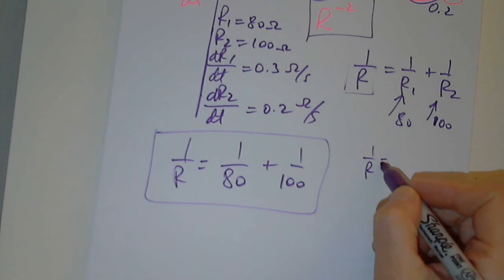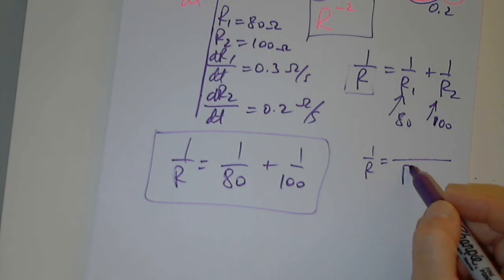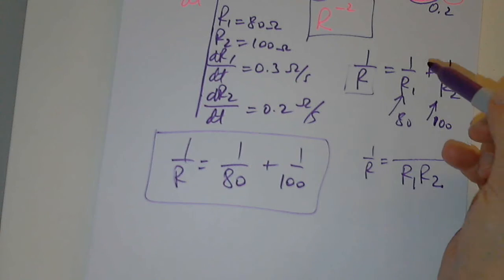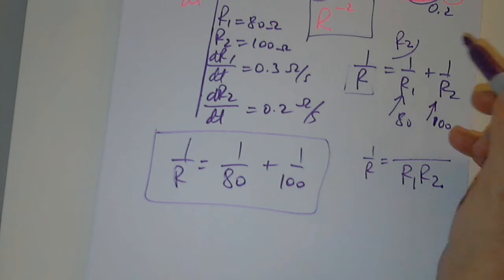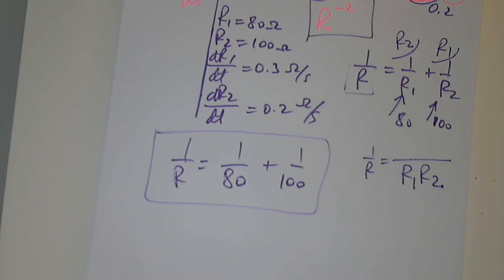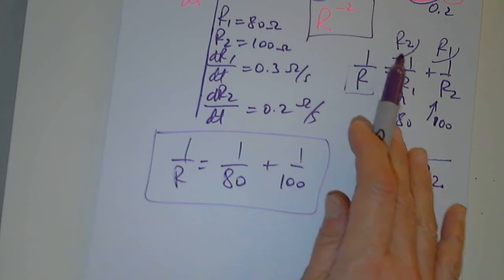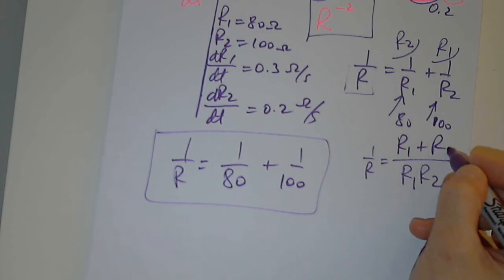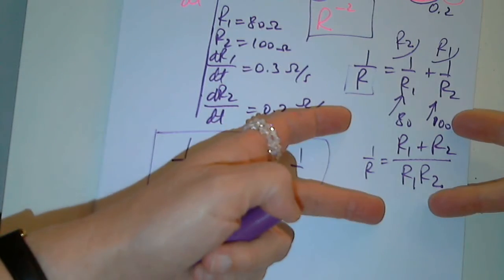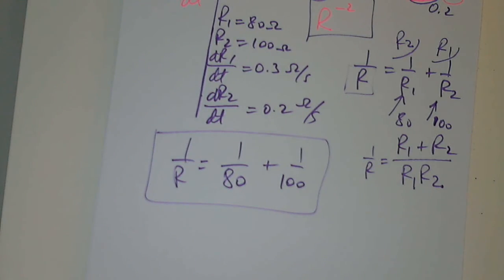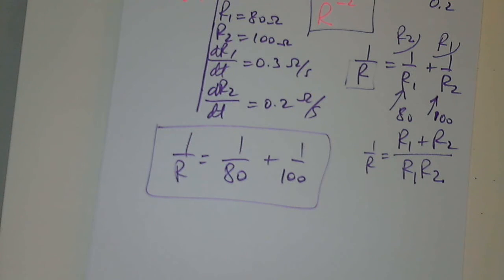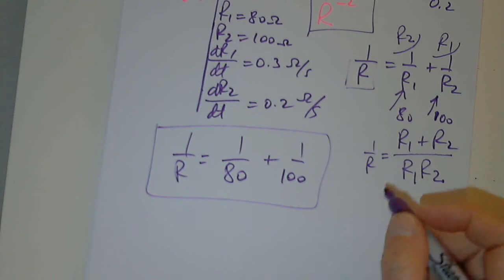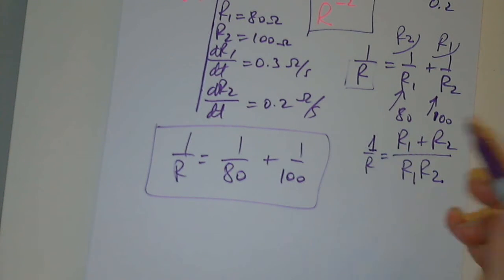So it's 1 over R. The least common denominator is R1 times R2. This needs to be multiplied by R2, and this needs to be multiplied by R1. So the top is R2 plus R1, but I'm going to write it in order. And all you have to do is just flip both. You can do that in a proportion. It's a tiny little trick. You flip this only because the numerator is 1. Otherwise, there is no need.